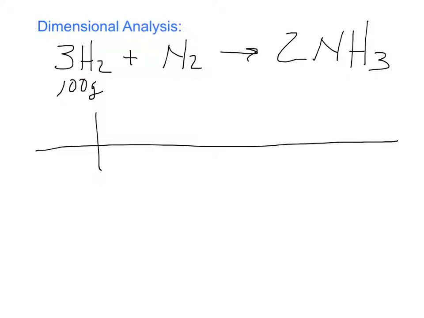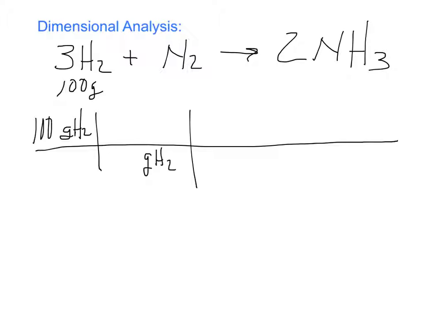So the first thing I'm going to do is write down the unit, grams of hydrogen gas, and then the number that I have. So I have 100 grams of hydrogen gas. I immediately want to take the unit and write it down in the bottom second box. So I'll put my other fence post in here.